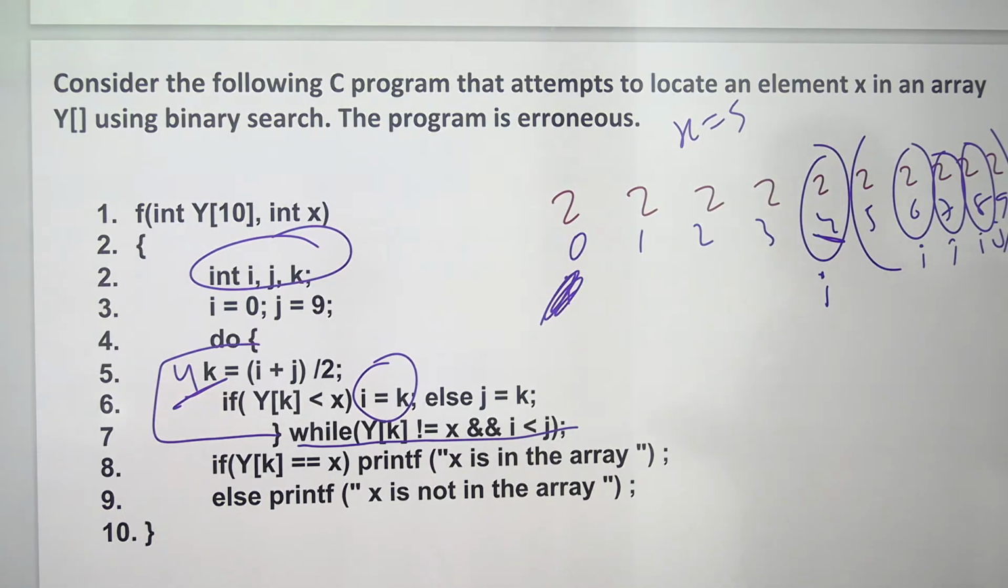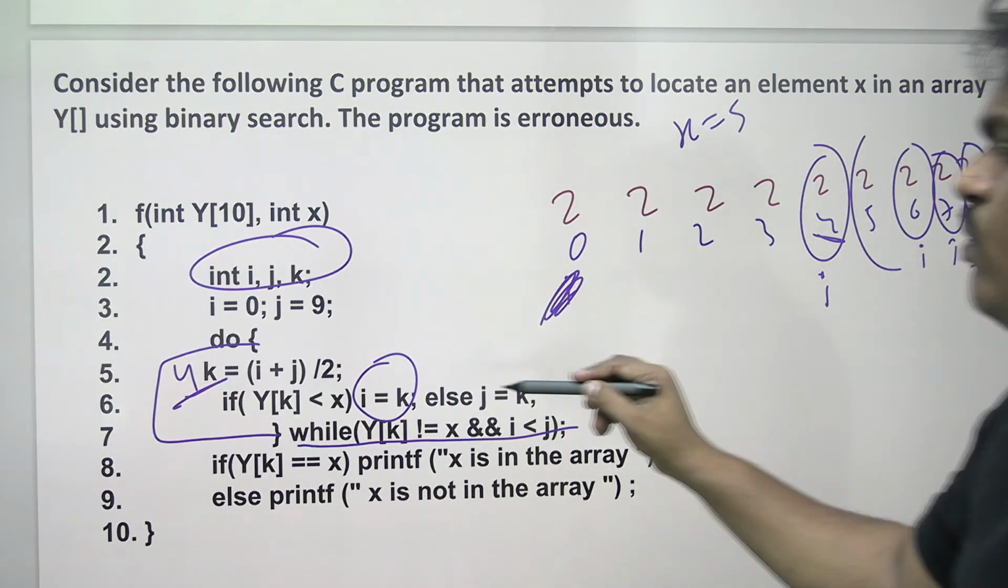Again same story, y of k, y of 8, 2 not equal to 5, condition true. And one more, i less than j, condition true, again same story. What is the answer? 8 plus 9, 17 by 2, 8.5, so 8. If you observe clearly, 8.5 gives 8 again.